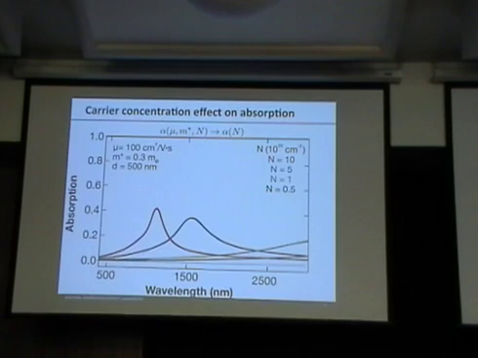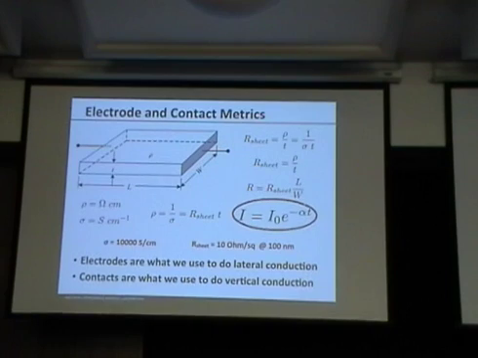Okay, so this is basically the same calculation that I showed before, but now we're leaving mu fixed and we're changing the carrier concentration. So you can see this basically slides in, just like I told you. All right, so this is a slide that was requested.